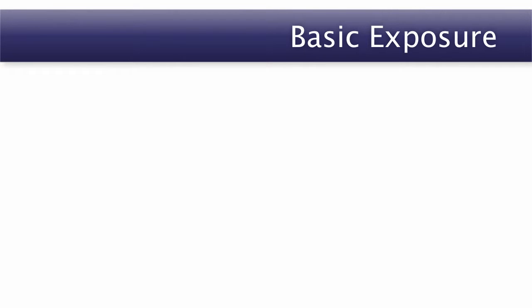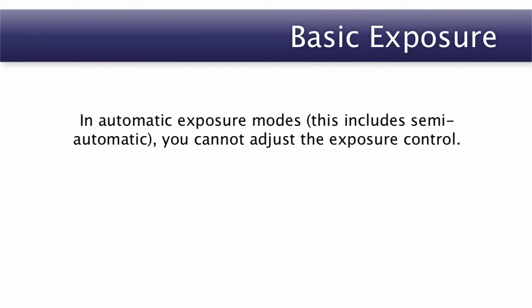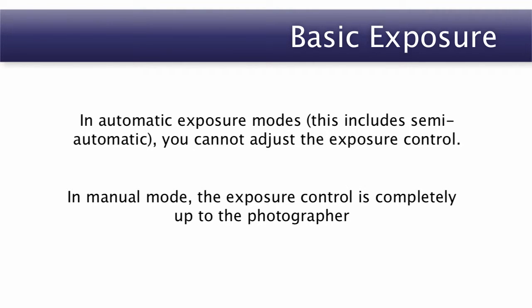When taking an image with an automatic exposure mode, so that would be program, aperture, or shutter priority, you cannot adjust the exposure control. The camera will adjust the settings to try to ensure that you get the correct exposure. When taking an image in manual mode, the exposure control is completely up to you. You must first decide whether the shutter or the aperture is to be your main photographic tool. After choosing the function, you will then have to adjust the other function until the needle or indicator is halfway between the plus and minus signs, and this will help to ensure correct exposure.